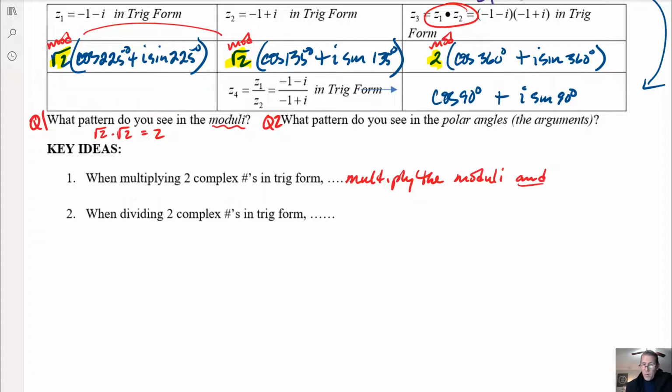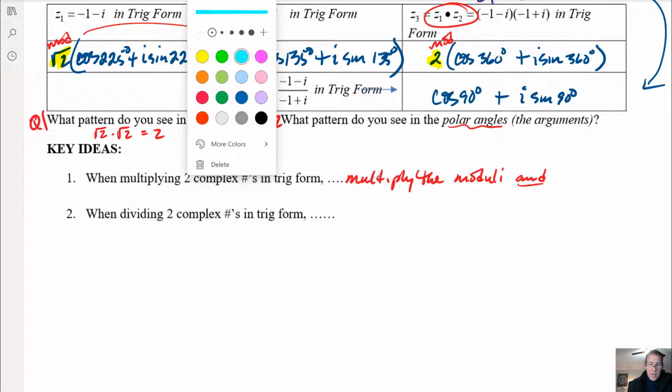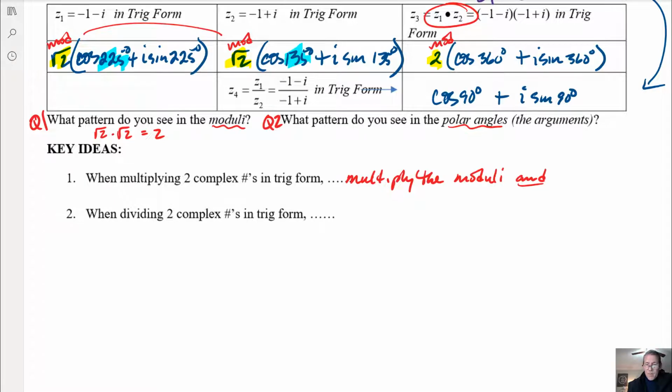So now we have to take a look at what pattern happens in the polar angles. Let's focus in on the angles now. The first angle is 225, the next one's 135, and then the angle in the result, after you multiply them, is 360. So what do you do with the polar angles? What do you do with 225 and 135 to get 360? Tell the person next to you. Do you add, subtract, multiply, divide? What do you do?